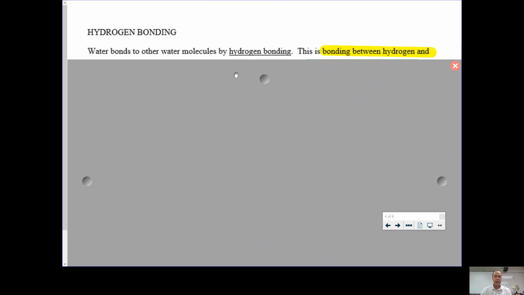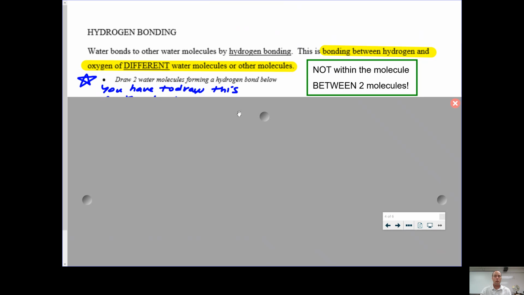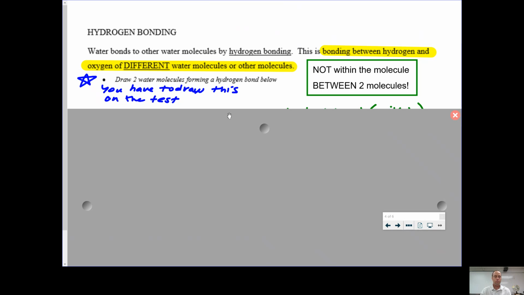Hydrogen bonding is what happens between water molecules, but it can also happen between other things as well. Hydrogen bonding is bonding between hydrogen and oxygen of different water molecules or other molecules. Note, hydrogen bonding happens not within a molecule, but between molecules.